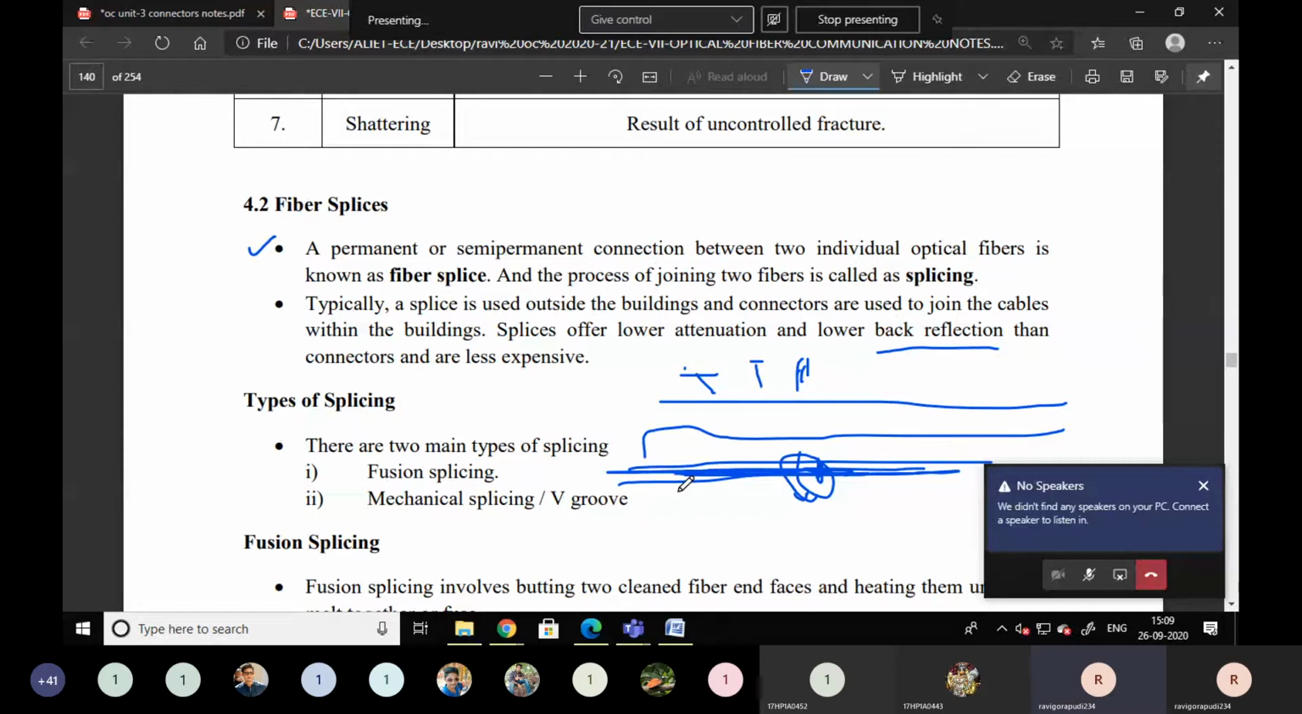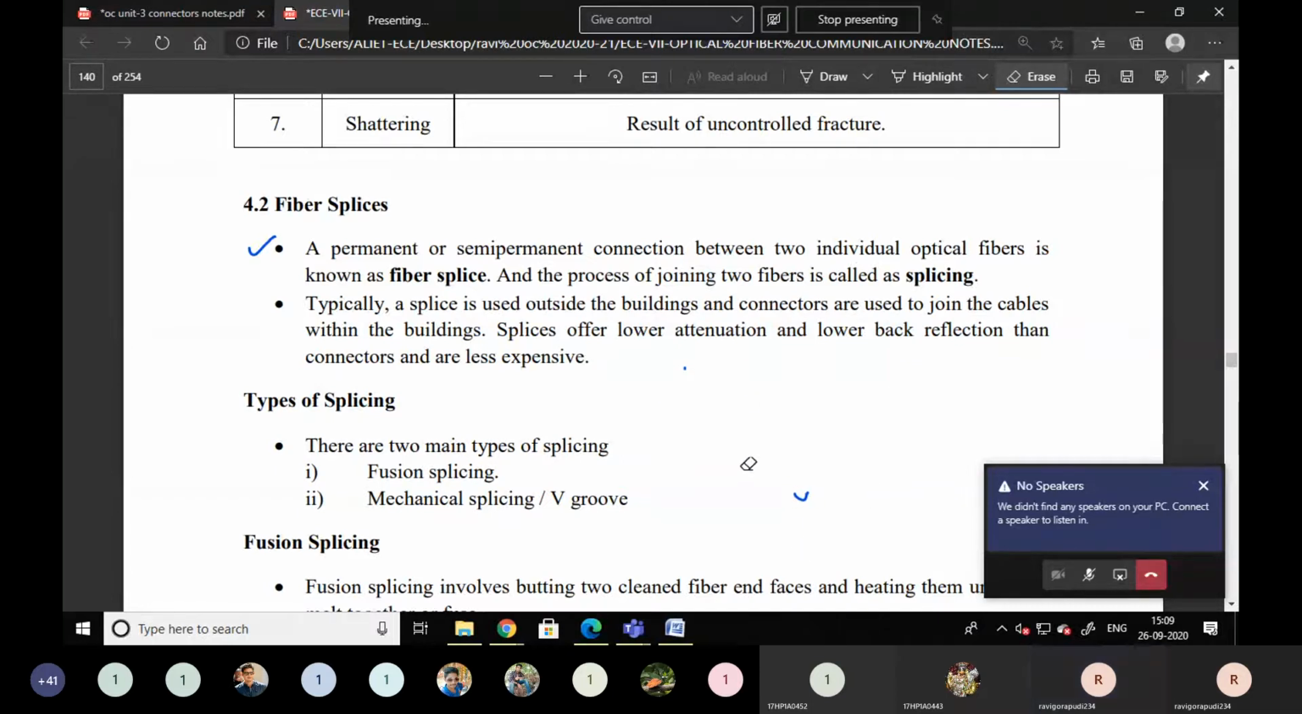Okay, is it clear to all of you? If it is possible, I will send video links on splicing techniques and connecting techniques. Maybe they are not exactly related to the syllabus, but you can understand by seeing the installing process and connecting process. You can also see them, no problem.